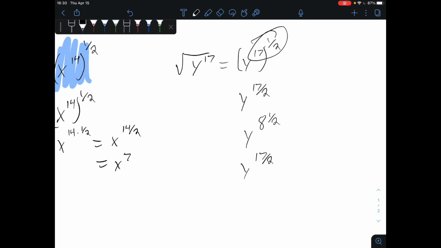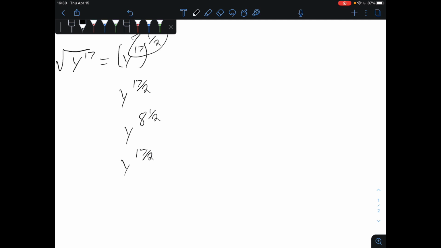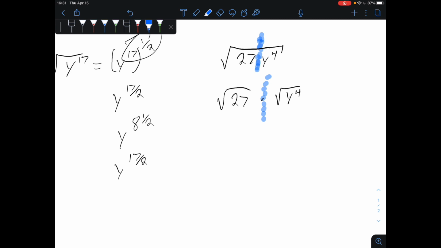We have one other one coming up, which is going to be the square root of 27 y to the 4th. Now, let's go ahead and break up this radical. By break up, I'm just going to draw an imaginary line right here, and each one gets its own radical. So we have the square root of 27 times the square root of y to the 4th. That imaginary line is going to represent our multiplication. So there's our multiplication dot right there.